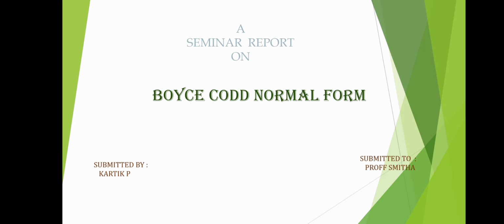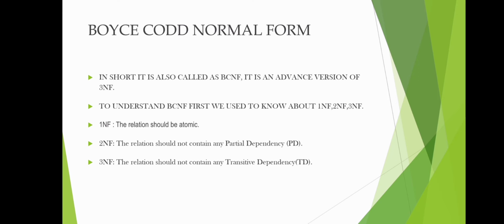Myself, Kartik. Here I am going to give a seminar on Boyce-Codd normal form. Boyce-Codd normal form, in short, is also called BCNF. It is an advanced version of 3NF. To understand BCNF, first we want to know a little about 2NF and 3NF.